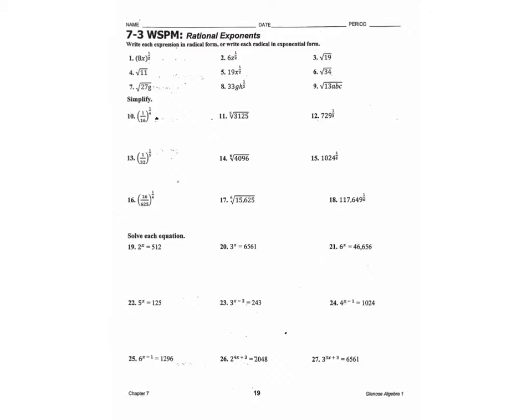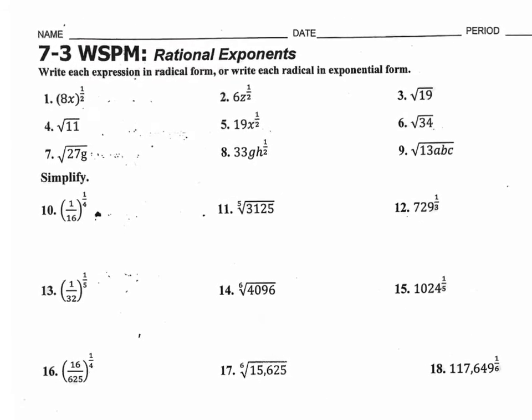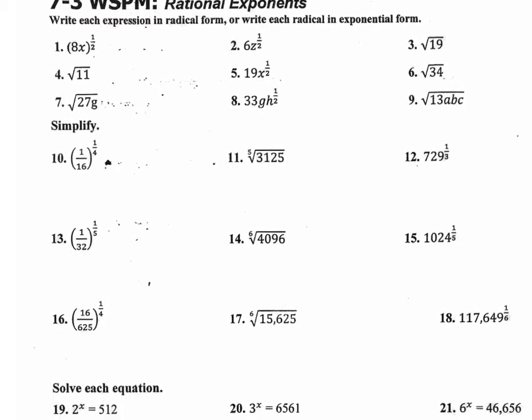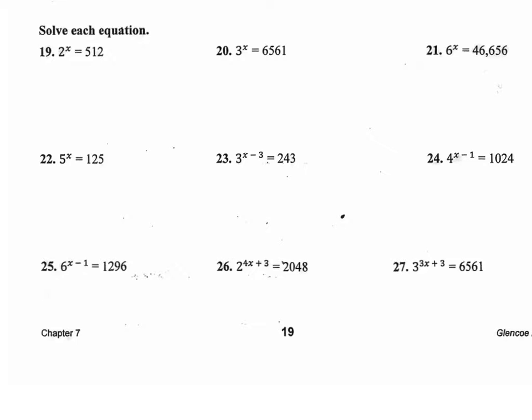So what we've been practicing is actually the first half of today's homework. I hope everybody has their homework, and now we're able to understand it. Numbers 1 through 18 is what we're doing today. Tomorrow we're going to do the bottom part where we actually have to solve equations that have variables in the exponent.